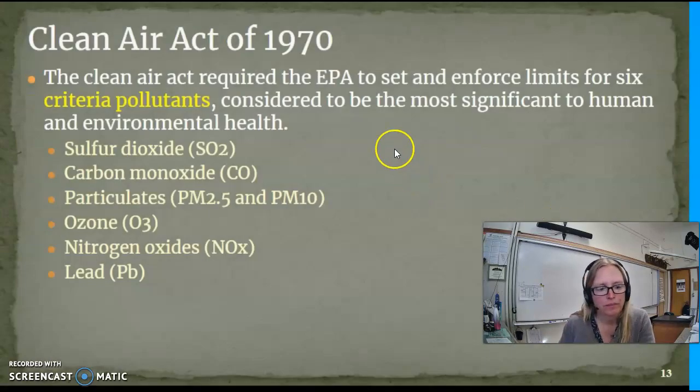Other things happened in our country as well, but in 1970, we finally realized and acted on the problem. That required the EPA to set and enforce limits for six what we call criteria pollutants. Those are the ones that can be most damaging to humans and the environment. That's sulfur dioxide, carbon monoxide, particulates, ozone, nitrogen oxides, and lead. We'll talk more about some of these. In our area, we get a lot of the particulates certain times of year, which we'll talk about in a second.